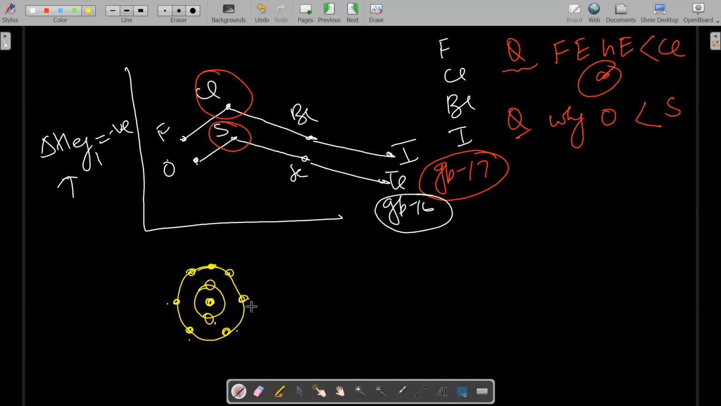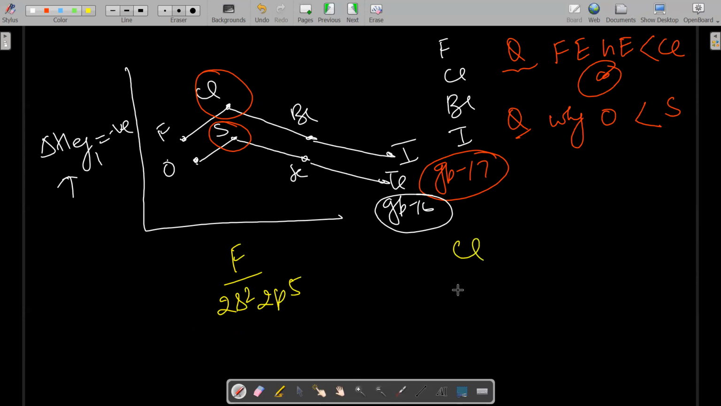So the size is very compact, or better, I can explain in terms of p orbitals. Okay, this also can be discussed. So what is the configuration of fluorine? 1s2, 2s2, 2p5. Chlorine, 1s2, 2s2, 2p6, and the outermost is 3s2, 3p5. So the electron is adding in 2p here, and here the electron is adding in the 3p orbital.